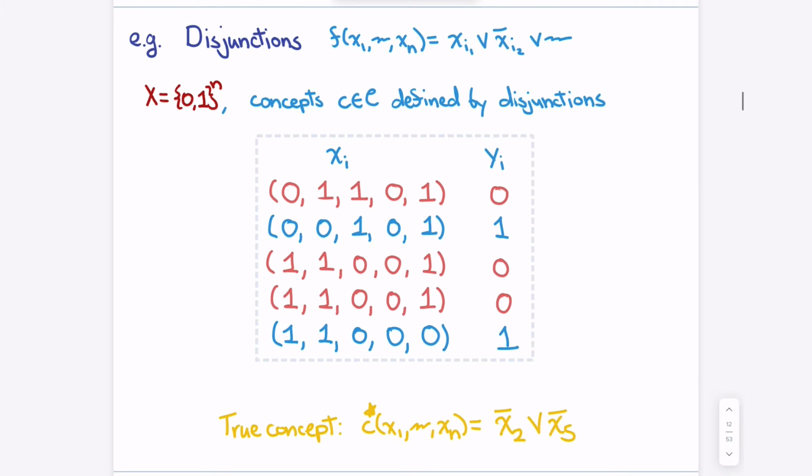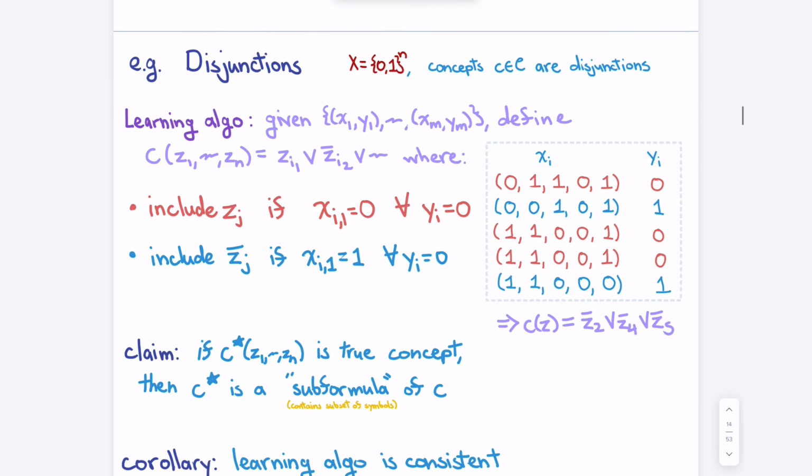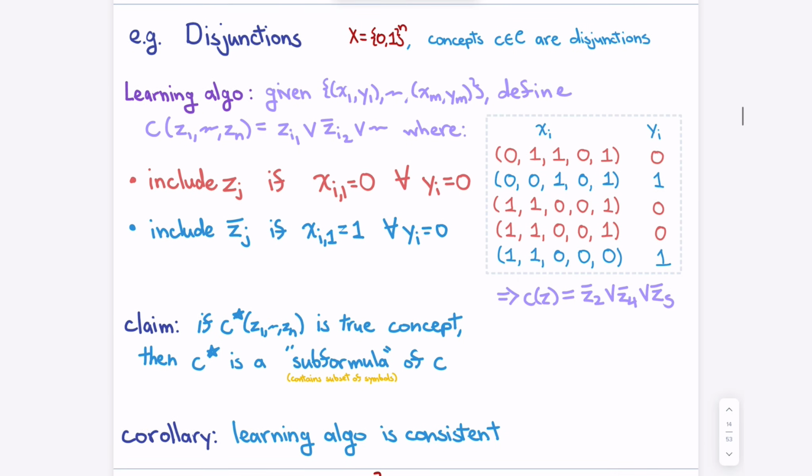So a question might be like this. Your input would be the table with a square around it. We did this last time. You want to try to guess this, or at least something that matches the table. And there is a greedy algorithm that you can do.